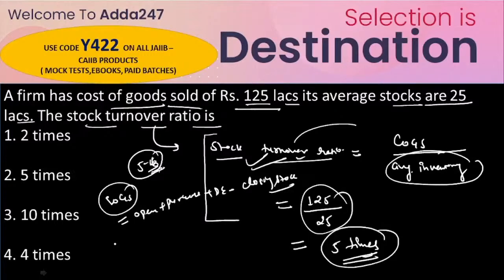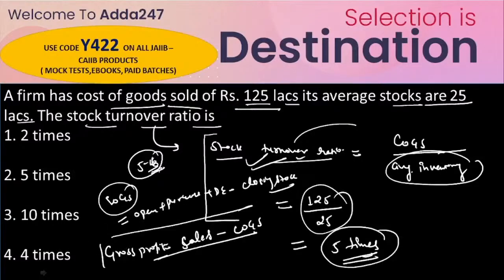Another formula I explained about cost of goods sold: the difference between sales and cost of goods sold is known as gross profit. So gross profit is equal to sales minus cost of goods sold. This is also a very important formula for calculating the cost of goods sold.